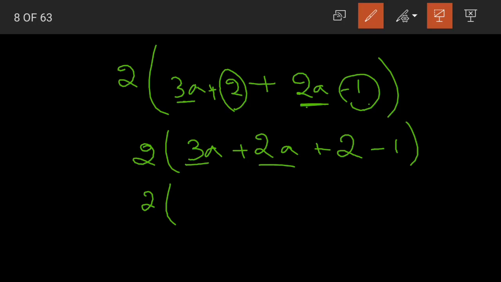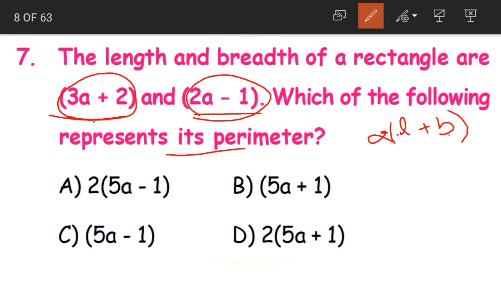Consider this: if you have 3 apples plus 2 apples, what will be the answer, children? The answer would be 5 apples. In the same way, 3a plus 2a is equal to 5a. Now again, 2 minus 1 is equal to 1. Is this clear? 2 into (5a plus 1). Where do we have that in our answers? Option D is 2 into (5a plus 1). So option D becomes our correct answer.